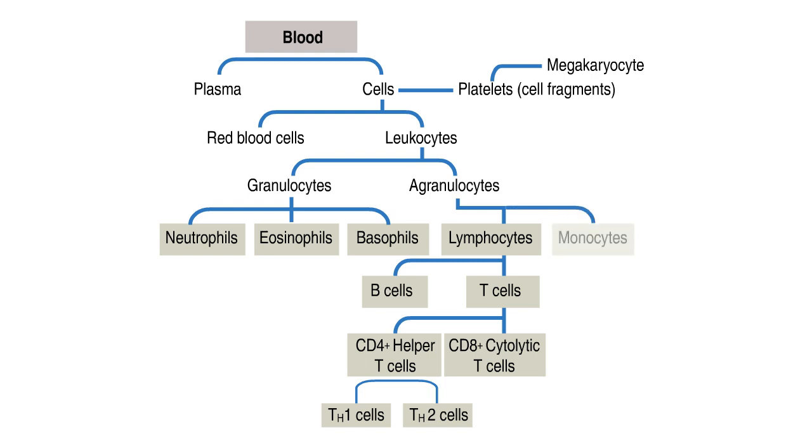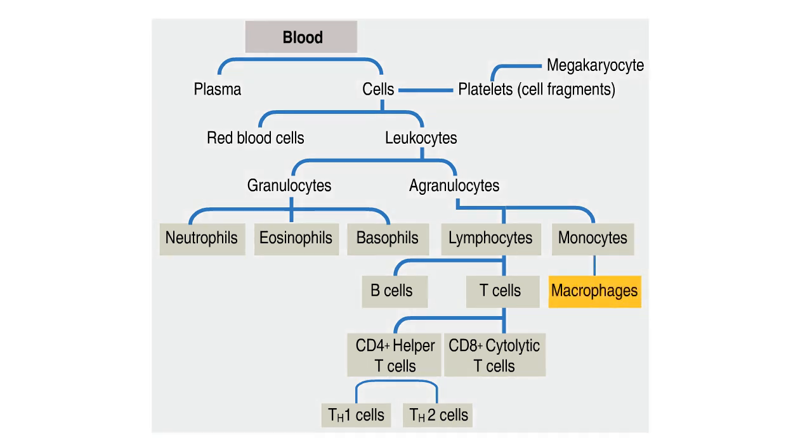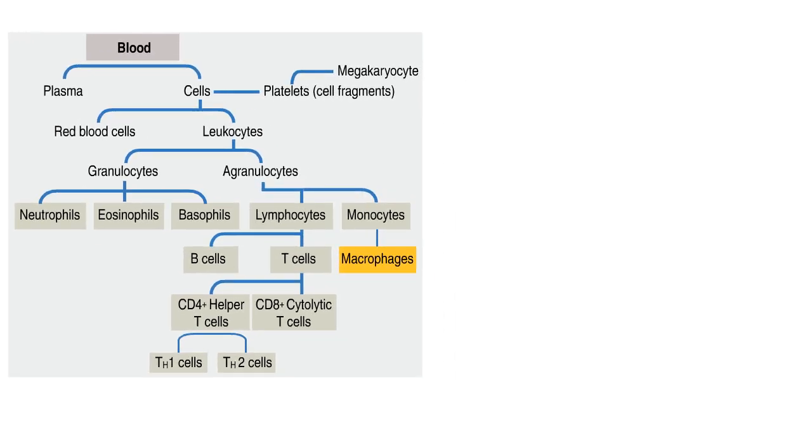Another agranulocyte is the monocyte. Monocytes migrate from the bone marrow to the connective tissue and become macrophages. Monocytes migrate to bone where they become osteoclasts. Macrophages and lymphocytes interact with each other during inflammatory and immune reactions. We now turn our attention to bone marrow.